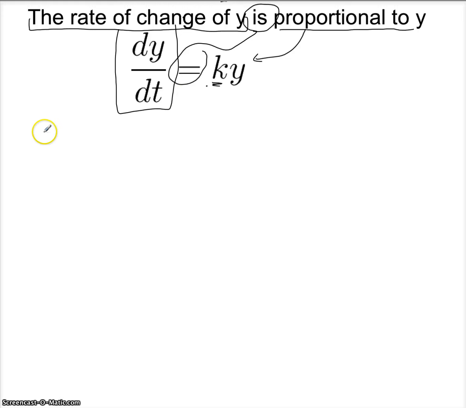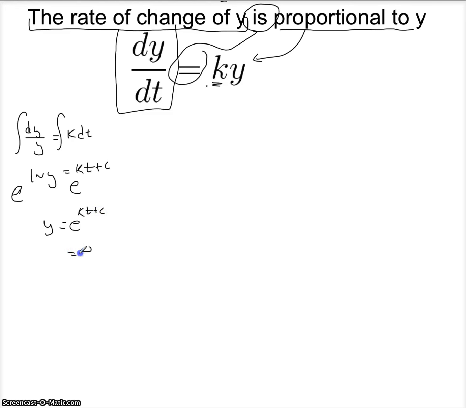Now let me solve this. Suppose I have dy over y is equal to k dt. All right, let me integrate. So the natural log of y is equal to kt plus c. That's pretty easy. Now I'm going to raise both sides to the e power. So I have y is equal to e to the kt plus c.